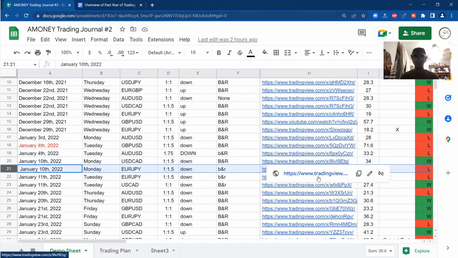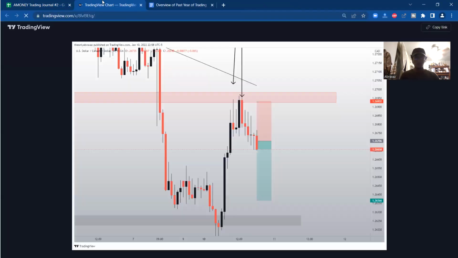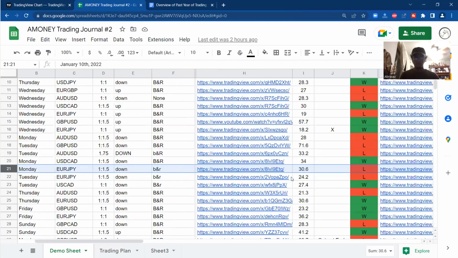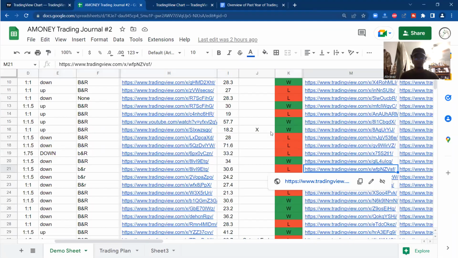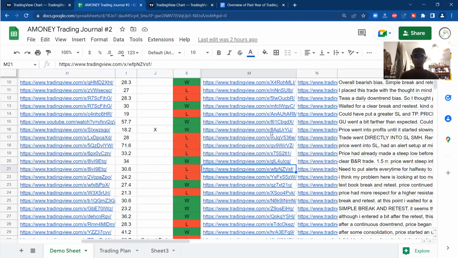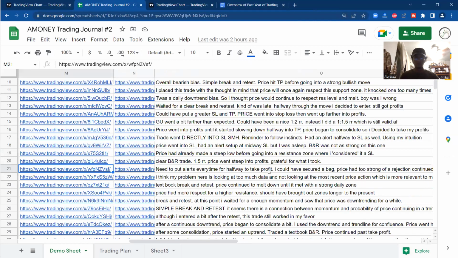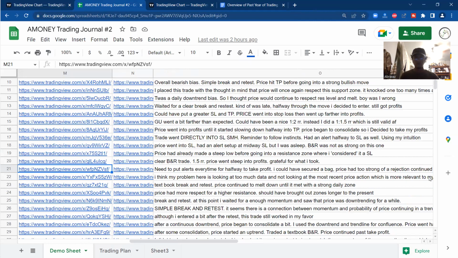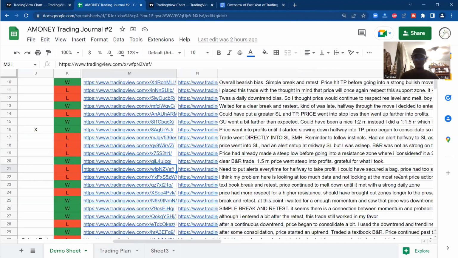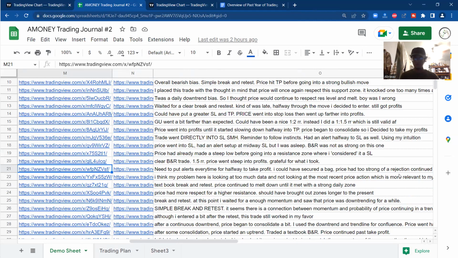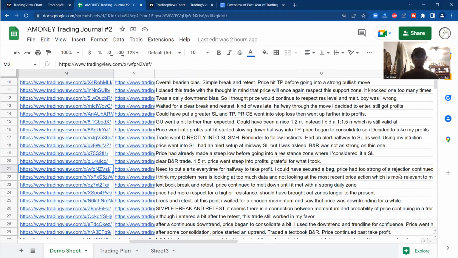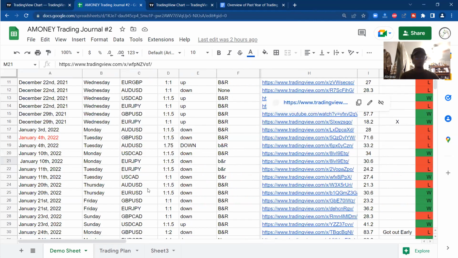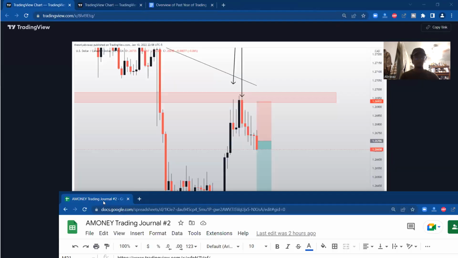Euro JPY. Price had too strong of a rejection. Continued. What does it say? Shit. On the upside. Yeah, see what happened. Shit.